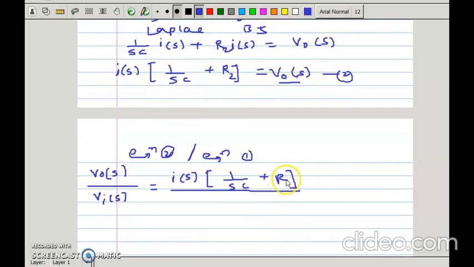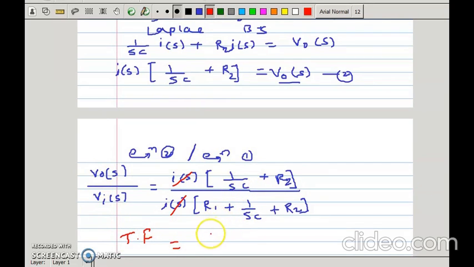So it is R2. Okay, and here R1 plus 1 upon SC plus R2. Again same, I1 of S and I of S both are cancelled here. Okay, and this is called a transfer function. VO upon VI is called a transfer function, right? So what is the remaining here?